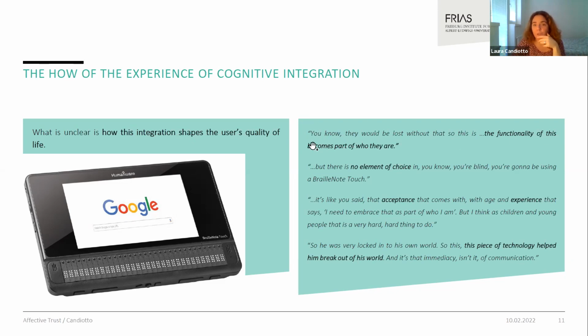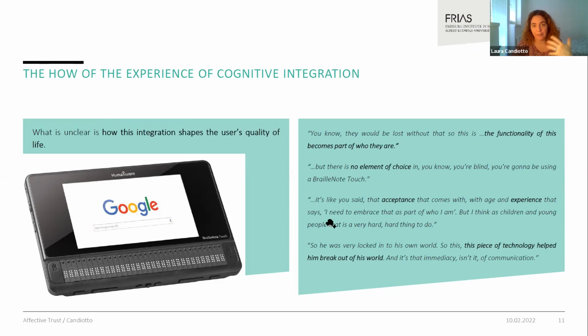So the first one: "They would be lost without that." So this is the functionality, and this becomes part of who they are. So you see here, there is not just a functional employment of a device, but this device becomes part of the self, because this device really matters to them, because without it, they cannot do what they need to do. And here we have this proposition: "But there is no element of choice. You know, you are blind, you are going to be using braille, not touch." So here there is this element of necessity. And this necessity, again, is something that has to do with existential needs and concerns and selfhood.